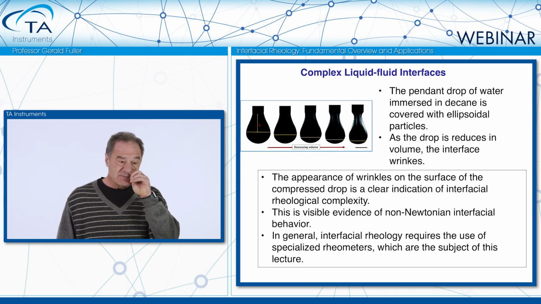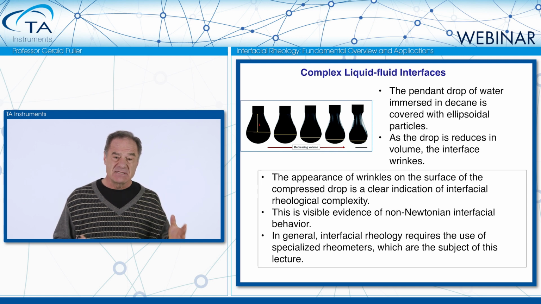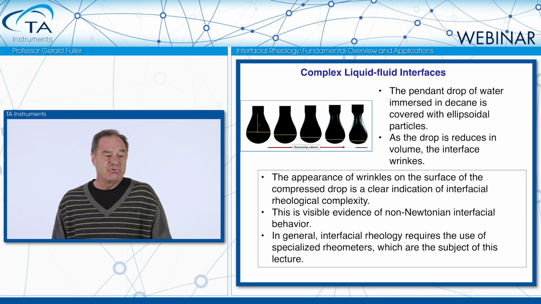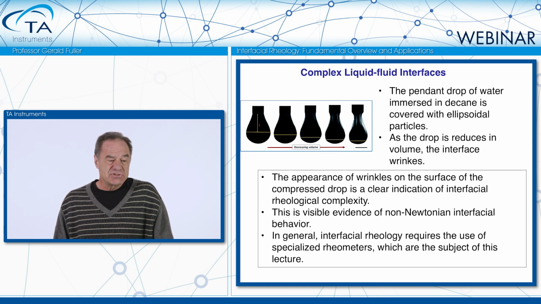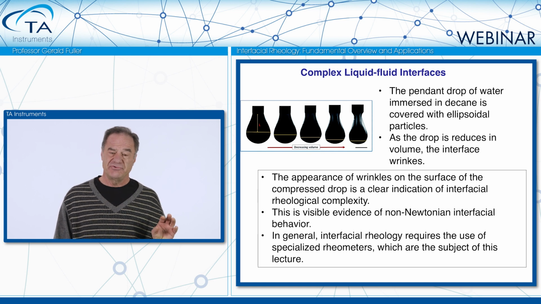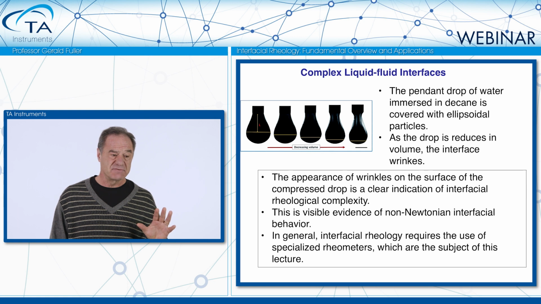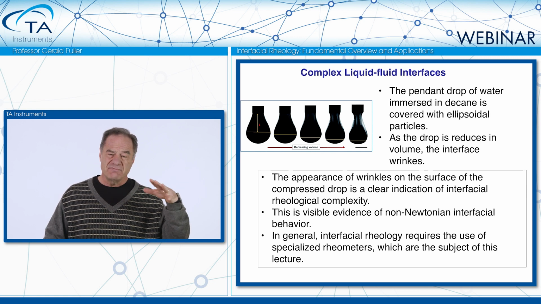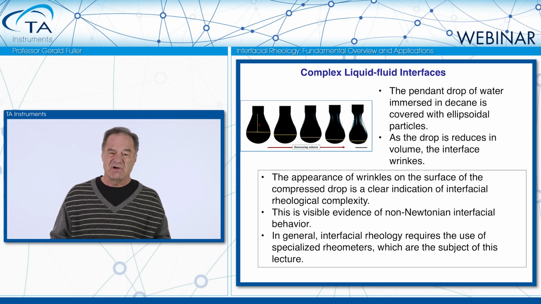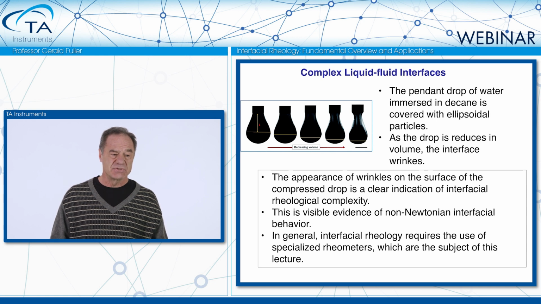Now, a complex fluid interface can support a stress, and you can see that here. This is a pendant drop of water dangling from a syringe, but it's inside decane. And attached to the surface of that droplet are ellipsoidal particles. These are micron-sized particles, and they've attached to the surface. And you form sort of an eggshell viscoelastic skin on the surface of the drop.